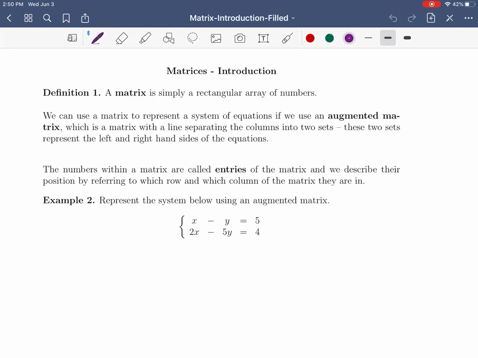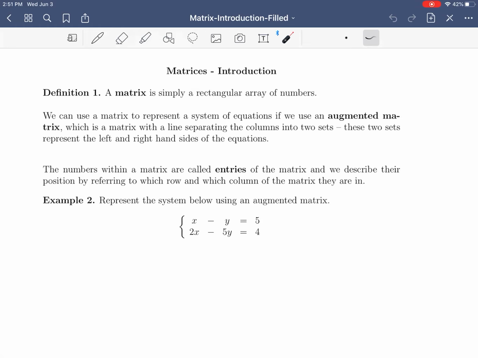In this chapter, we're going to talk about matrices, and in particular, how we can use them to talk about or solve systems of linear equations. So let's just start with the matrix basics. A matrix is just a rectangular array of numbers. That's literally all it is. It's a box with numbers in it.